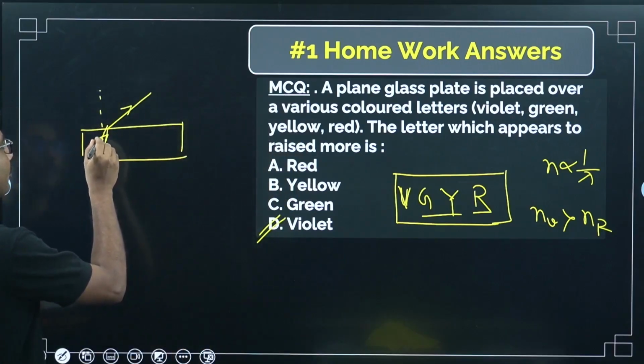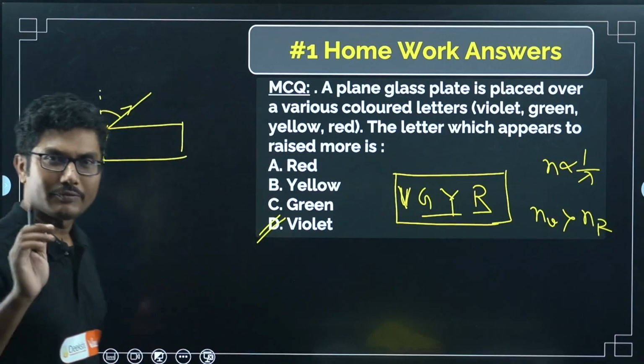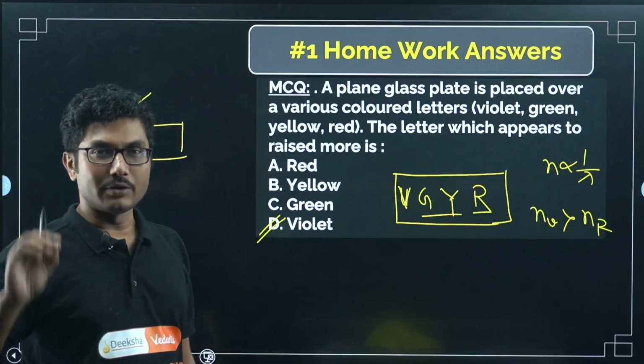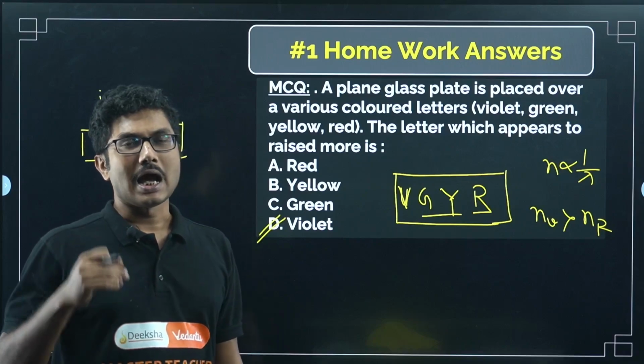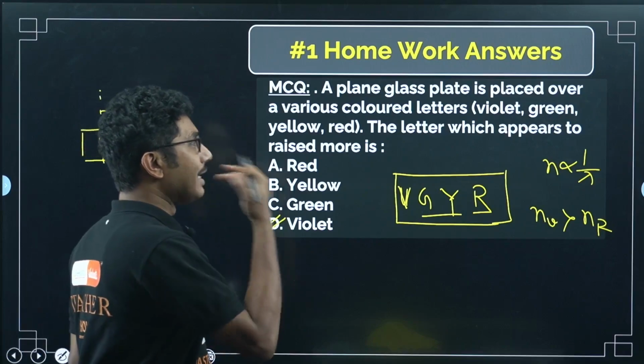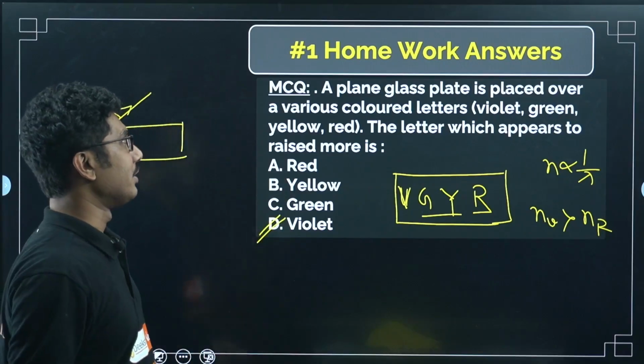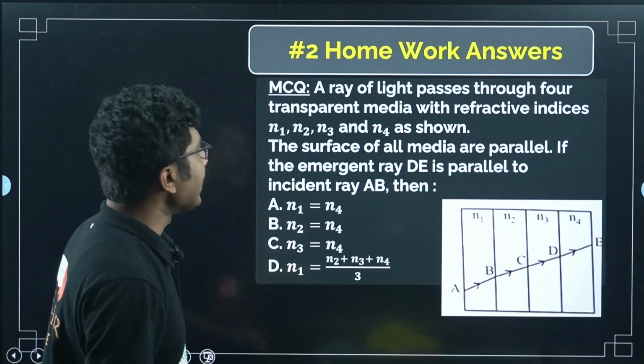So this is the apparent position. Now this angle is based on the refractive index, right? If you still have any doubt, you can mention that in the comments. I will try to address that, and I will try to explain it again if required. Okay, now let us look into this question.